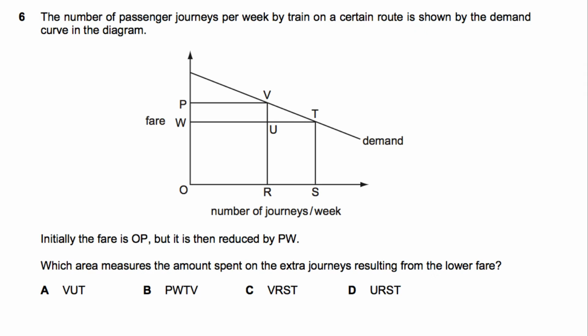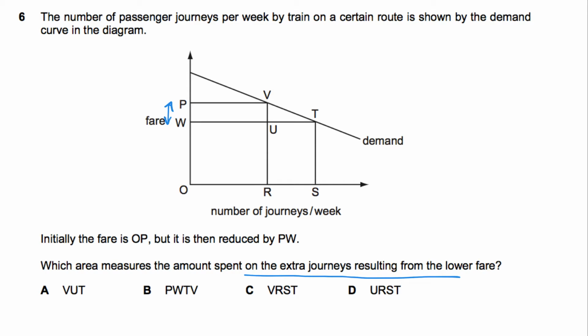We're doing difficult questions from November 2012, variant 1. This is question number 6. It says the number of passenger journeys per week by train on a certain route is shown by the demand curve in the diagram. Initially, the fare is OP, but it is then reduced to PW. So there is a reduction that happens, which is equal to this amount. Now the new fare is OW. Which area measures the amount spent on the extra journeys?